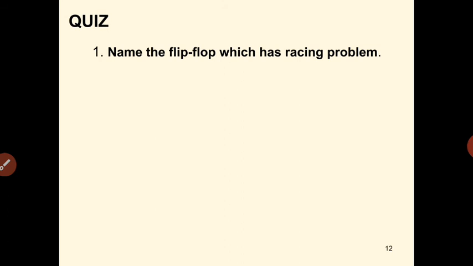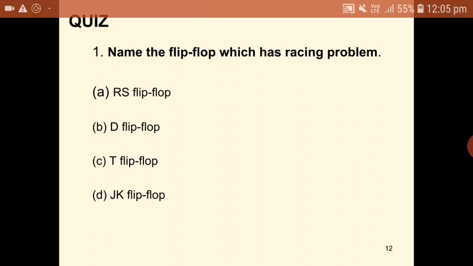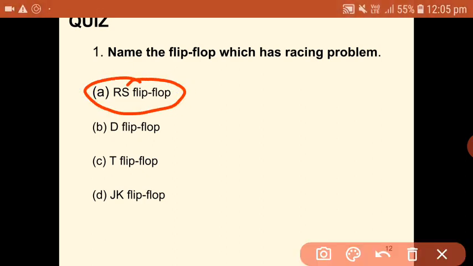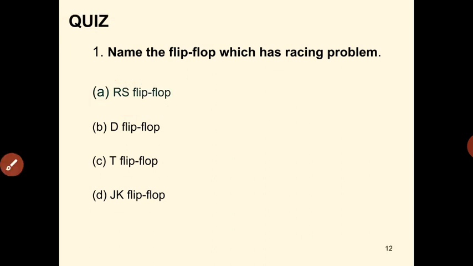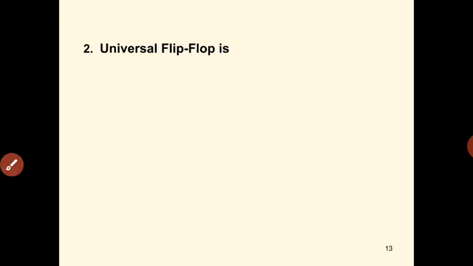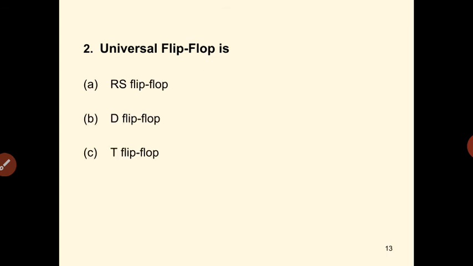Next we will move on to the quiz. Name the flip-flop which has a racing problem. Racing problem will be available in which type of flip-flop? That is the RS flip-flop. Just now we have seen in the working of the clocked RS flip-flop, for R equal to 1 and S equal to 1 combination, you will get the racing problem. So the racing problem occurs in the RS flip-flop. Option A is correct.